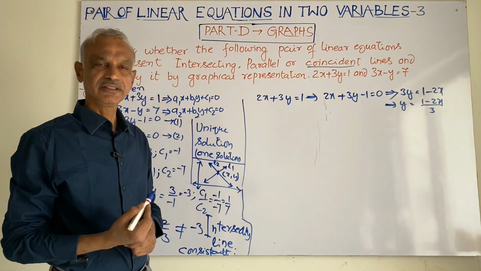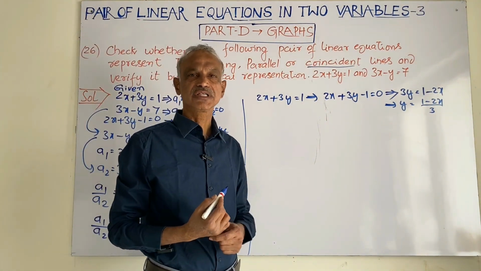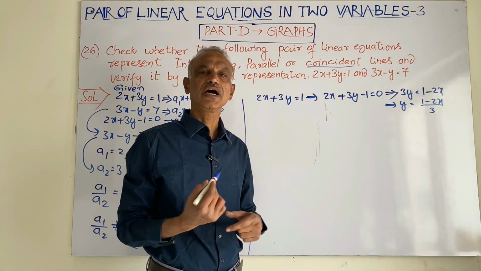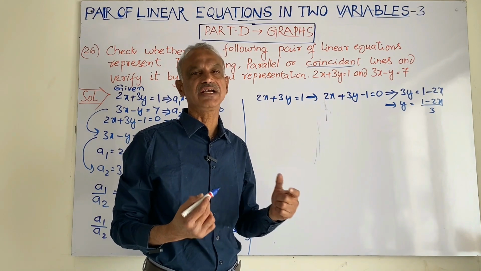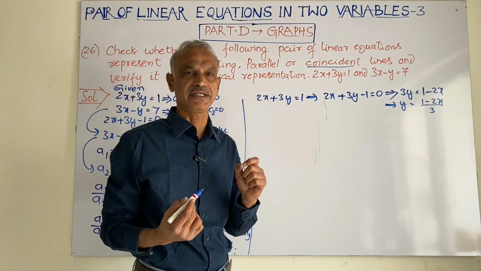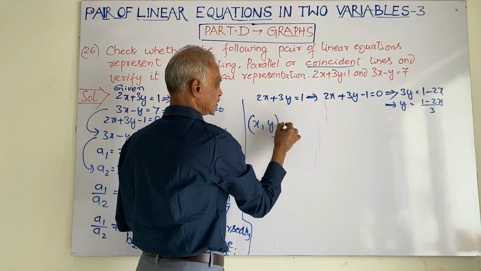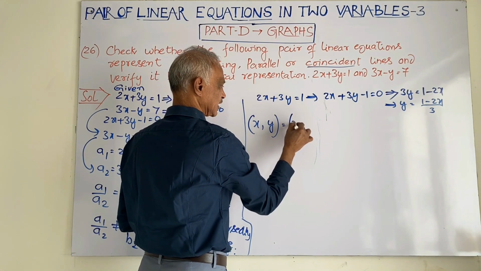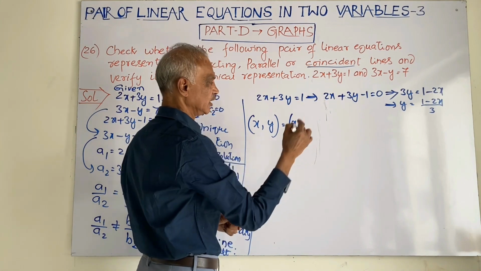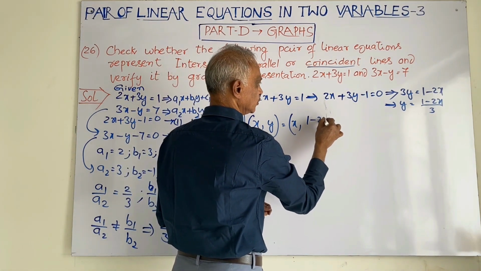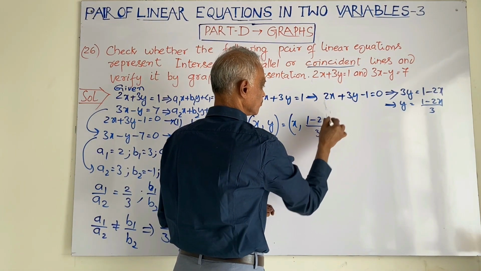We have to find the solution set. Solution set means points, in the form of x coordinate and y coordinate: the point (x, y). Let us find the x coordinate and y coordinate. They are nothing but x, and what is y here? y is (1 minus 2x) by 3.